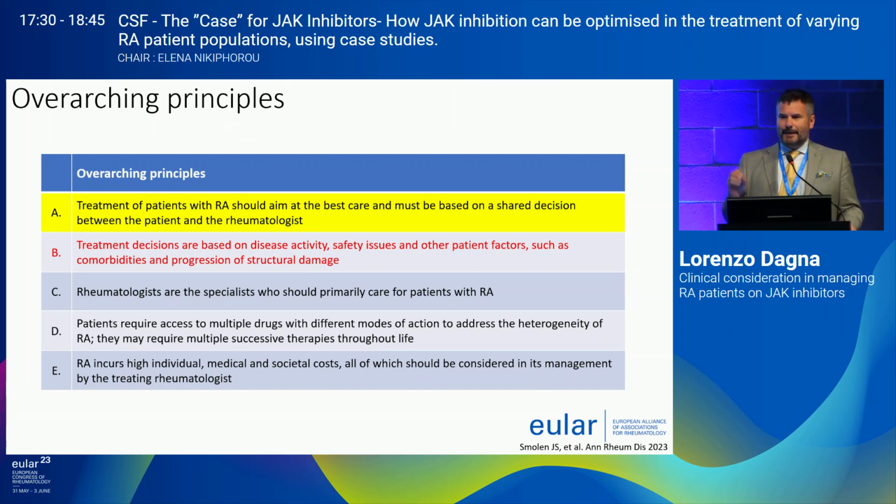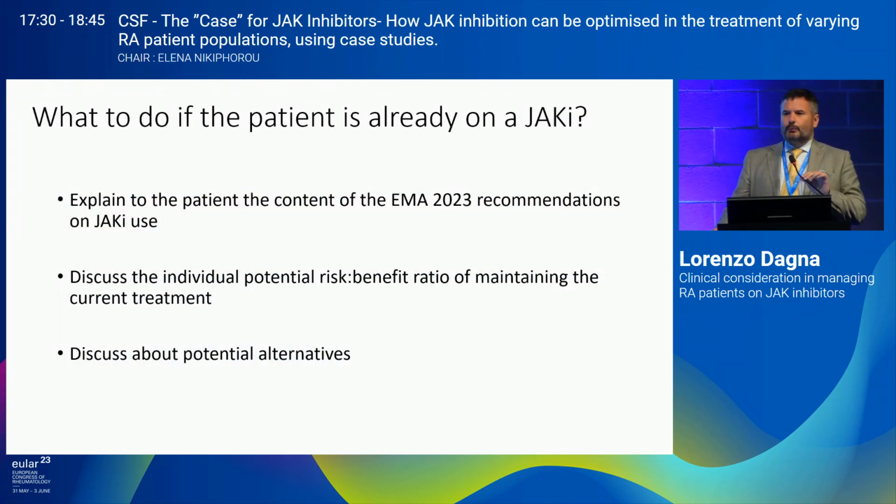Also, many other factors should be taken into account, such as disease activity, safety issues, and other patient factors. So this is the generic way we proceed when we think about a specific treatment for our patient. And so, I feel that it should be doable in a patient that is already on a JAK inhibitor. Clearly, we have the duty to explain to the patient the content of the recommendation. This is something that we have already systematically done.